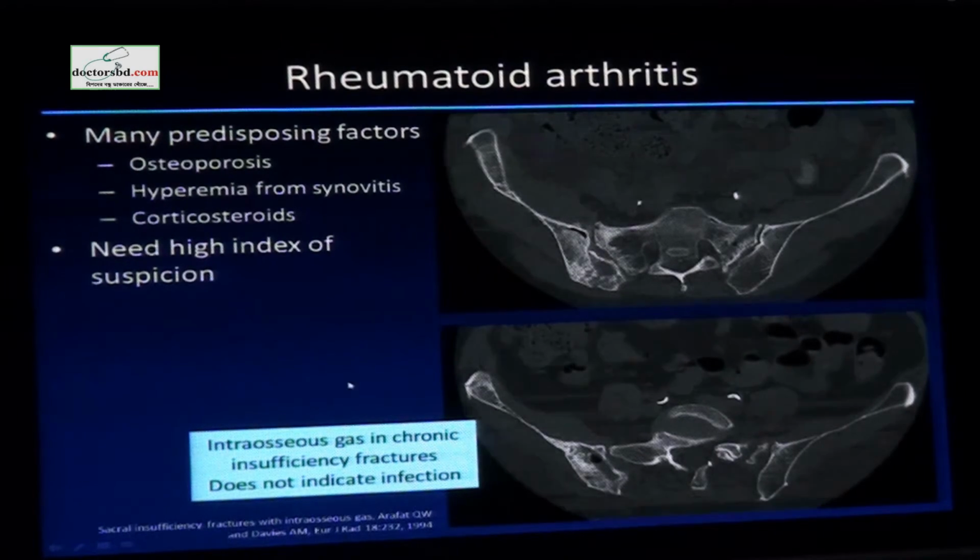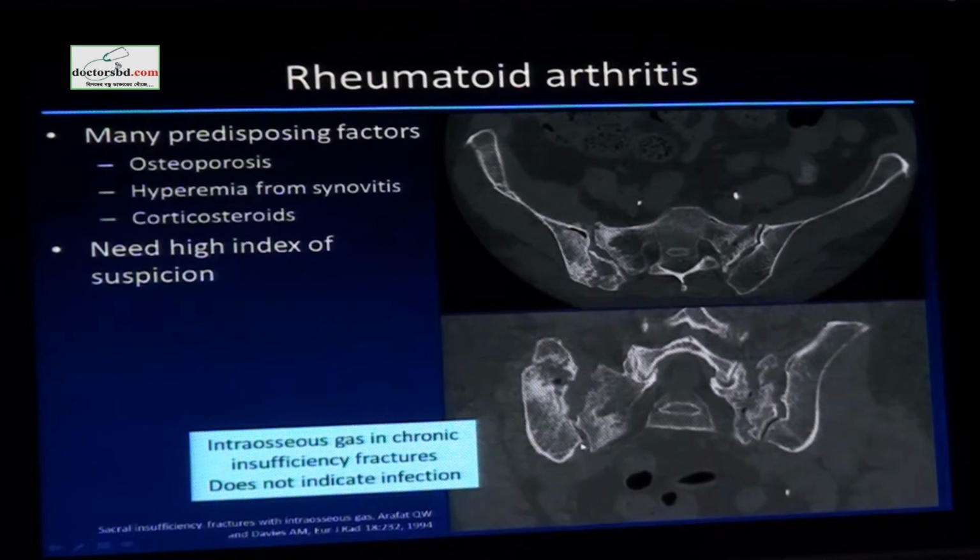So intraosseous gas develops in chronic insufficiency fractures, presumably related to areas where the bone has become necrotic. It does not indicate that there is infection in the bone. So be aware of this. You will see this in the vertebra quite frequently in insufficiency fractures, where you see a vacuum phenomenon in the broken vertebral body, but it is a finding in chronic insufficiency injuries. And here we can see the displaced sacroiliac joint and the number of fractures that's present in this poor patient.